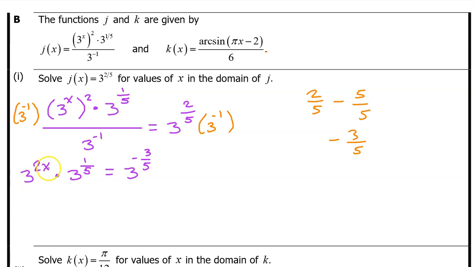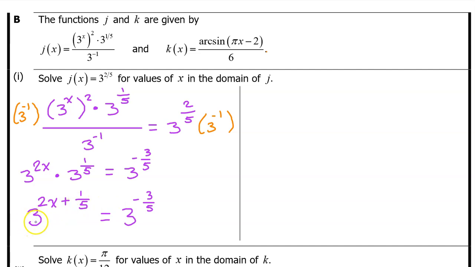So now we have 3 to the 2x times 3 to the 1/5 power is equal to 3 to the negative 3/5 power. On the left side, we once again have like bases. When you multiply two expressions with like bases, you keep the common base and you add the exponents. So this part will become 3 to the 2x plus 1/5 power. And this is all equal to 3 to the negative 3/5 power.